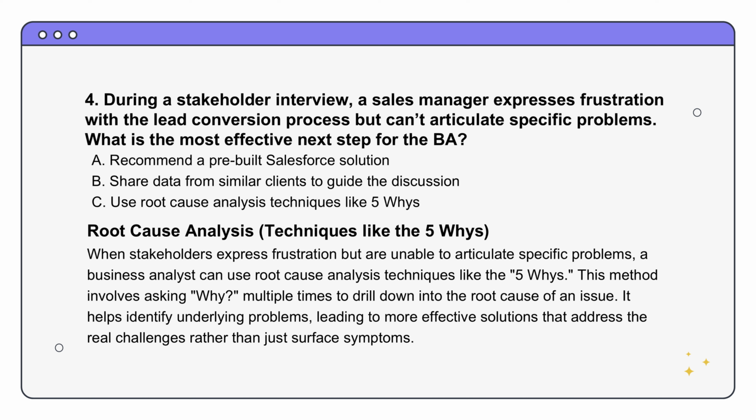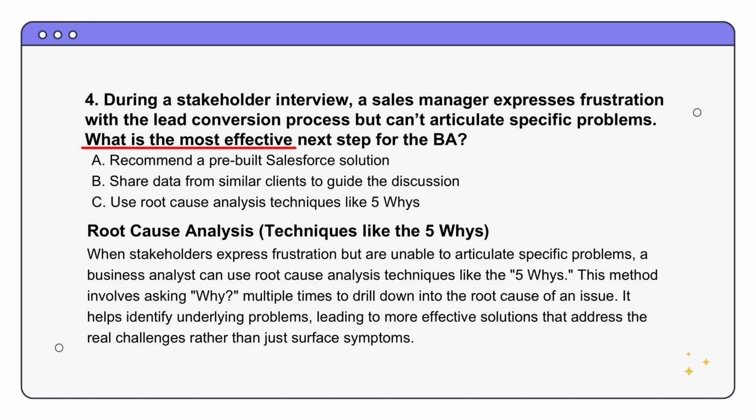Okay. Let's tackle a common BA challenge next. Question 4. During a stakeholder interview, a sales manager expresses frustration with the lead conversion process, but can't articulate specific problems. What is the most effective next step for the BA? Options. A. Recommend a pre-built Salesforce solution. B. Share data from similar clients to guide the discussion. C. Use root cause analysis techniques like 5 whys.